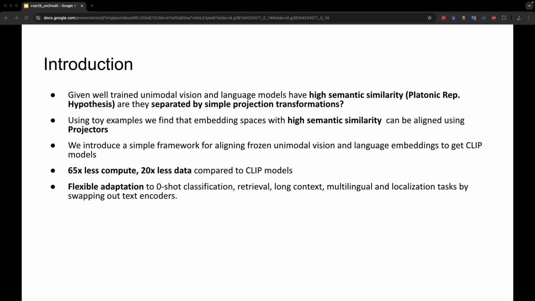Recently, several works have shown that well-trained vision and language encoders, despite being trained independently, exhibit high semantic similarity. This is based on the idea that these models are trying to model the same physical reality. This leads us to the practical question: can we align them using just simple projections? Through toy examples and real experiments, we show that semantic similarity between encoders makes this possible. With minimal compute and data, we create clip-like models adaptable to tasks like zero-shot classification, retrieval, and even multilingual and localization setups.